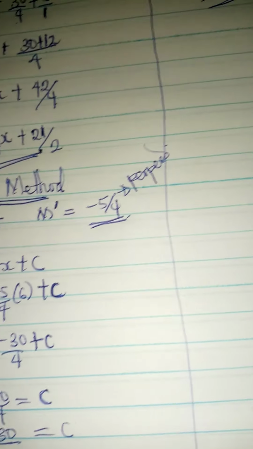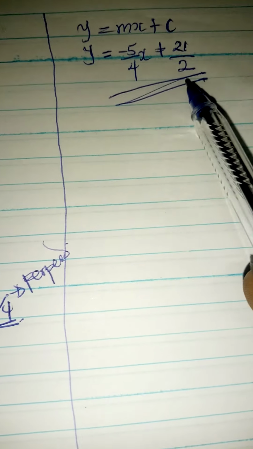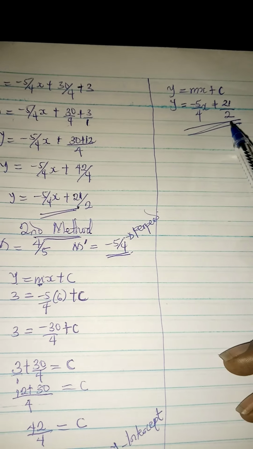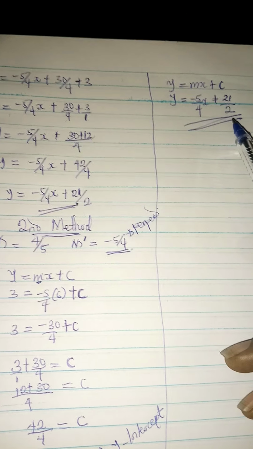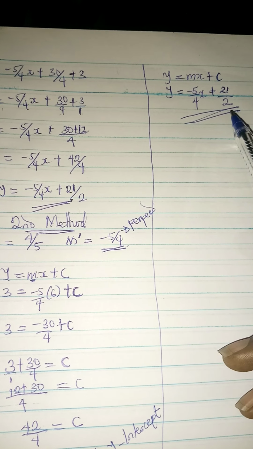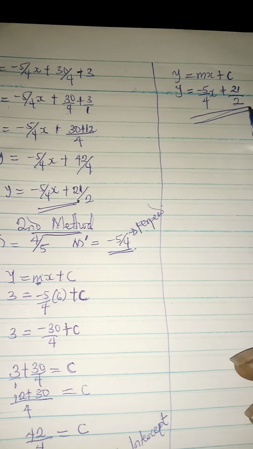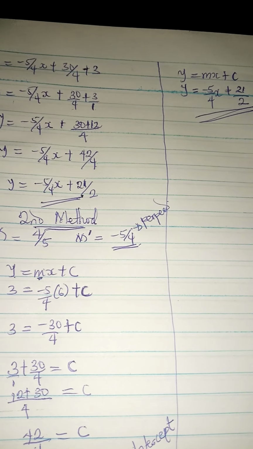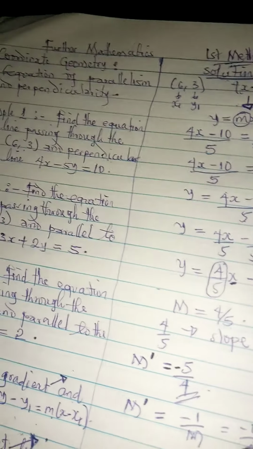So you can see that both the first method and the second method, we have the same answer. You can see it clearly on the screen. So it's now left for you to make your choice. So making your choice, then you can use any method that actually suits you. So that is for number 1.